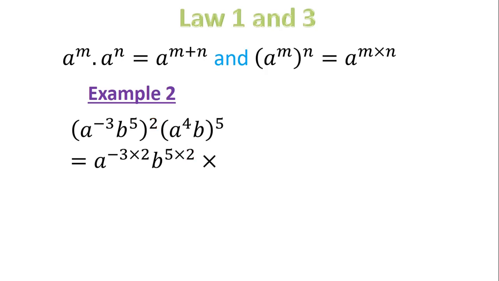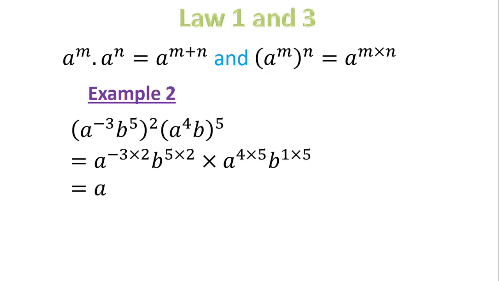Then, times a to the power of 4. Now, again, law 3. 4 times 5, because my 5 is on the outside of the bracket there. Next, b. b is just to the power 1. There's no exponent next to the b, so it's an invisible 1. Then, we're using law 3 again, so it's times, and then 5 is on the outside of the bracket.